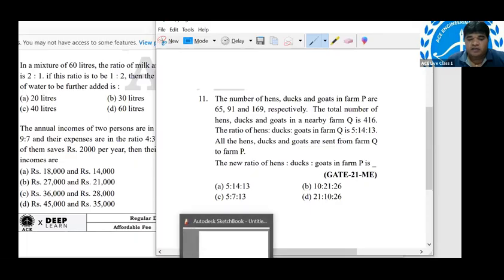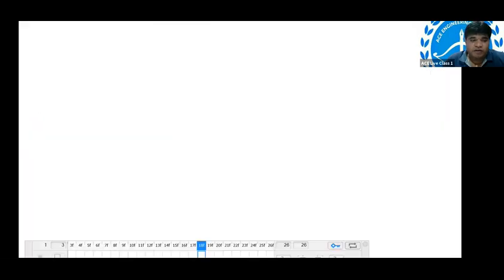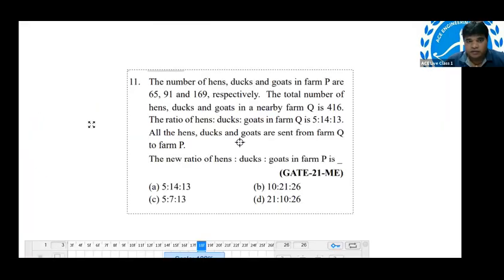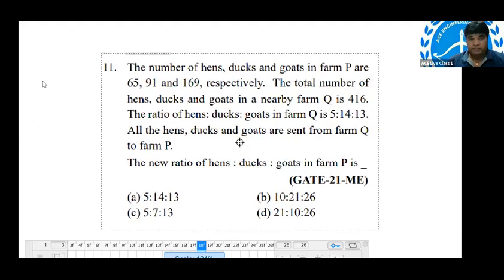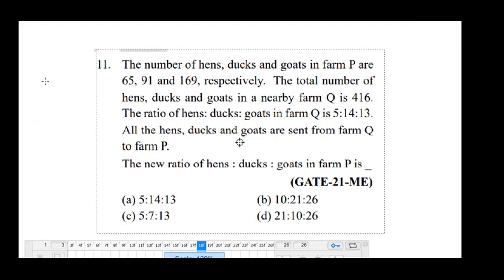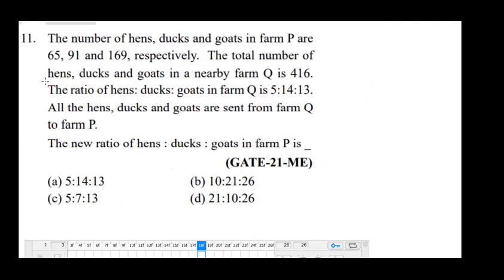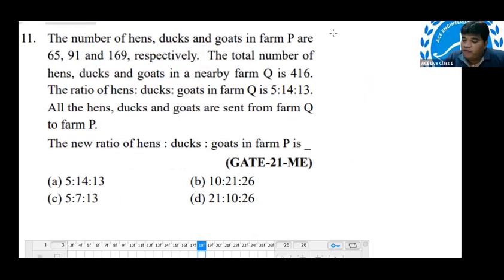Giriza, read the question carefully, line by line, word by word, and concentrate. The number of hens, ducks, and goats in farm P are 65, 91, and 169. Farm means the same in villages and cities anywhere.